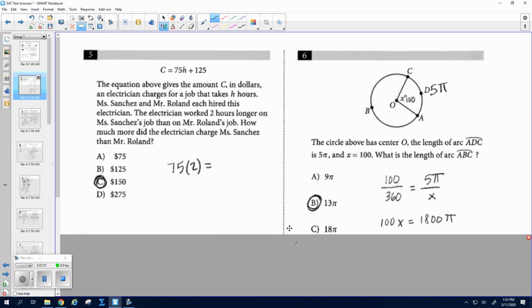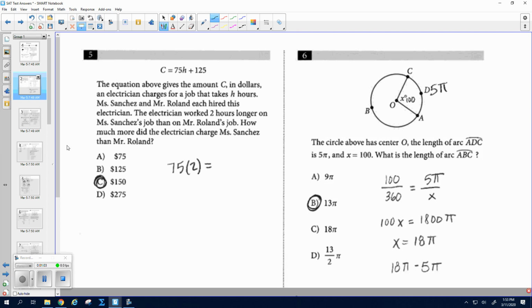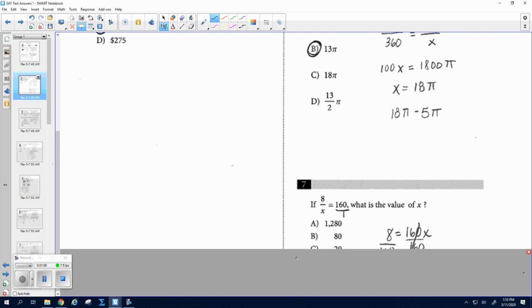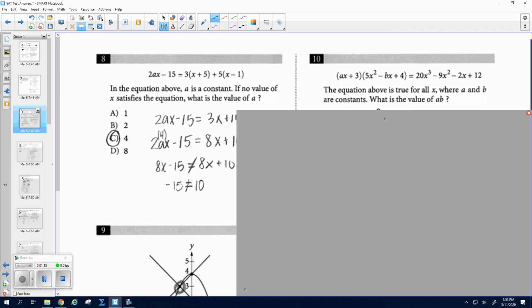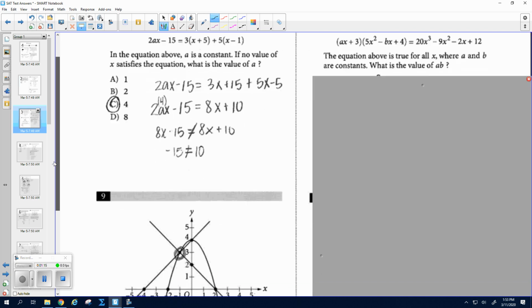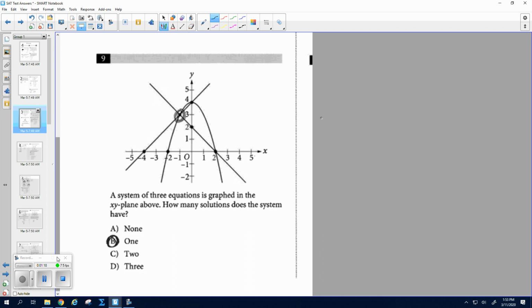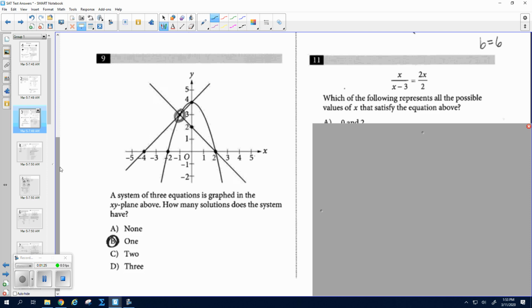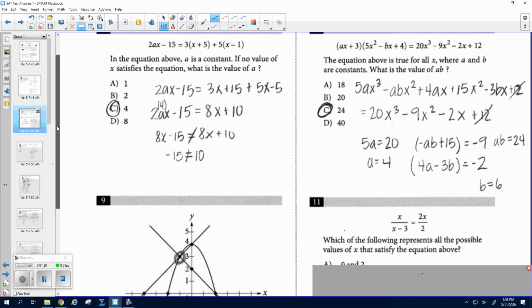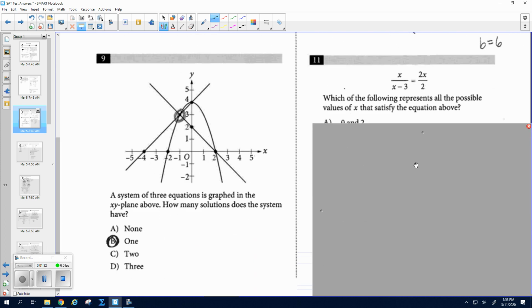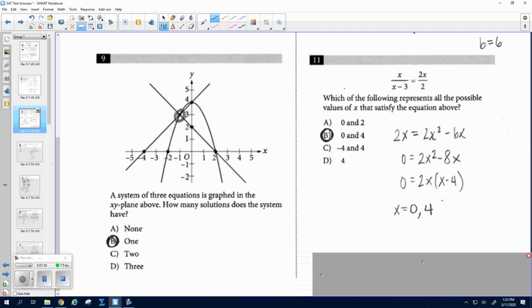Number 6 is B. Number 7 is D. Number 8 is C. Number 9 is B. There's only one place where all 3 of those cross. Number 10 is C. That was kind of a toughie. If you got that one, good job. Number 11 is B.